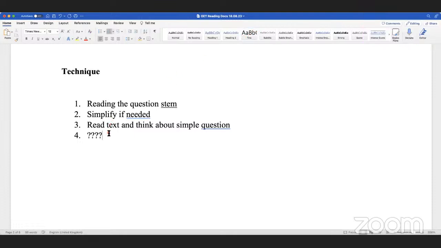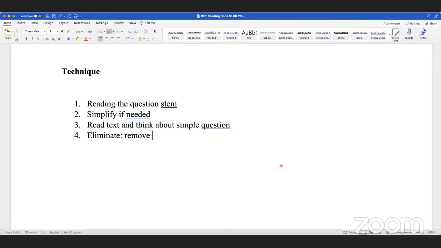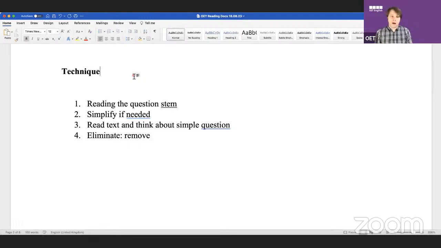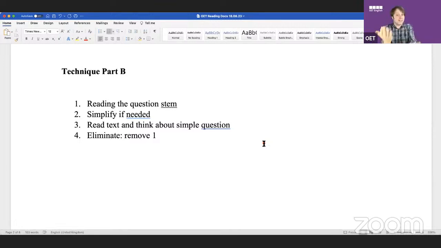Then you eliminate. Yeah, and what does eliminate mean? Remove. Yeah, and how many? Remove unnecessary. Now this is part B, so how many should we remove? Only one. Right? Sometimes you can remove two, that's great, but usually there's one you can remove, and then there's two where you can't decide. It's like 50-50, right? So just try to remove one.